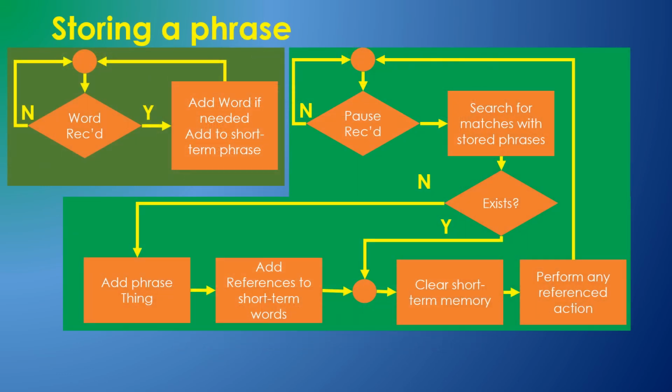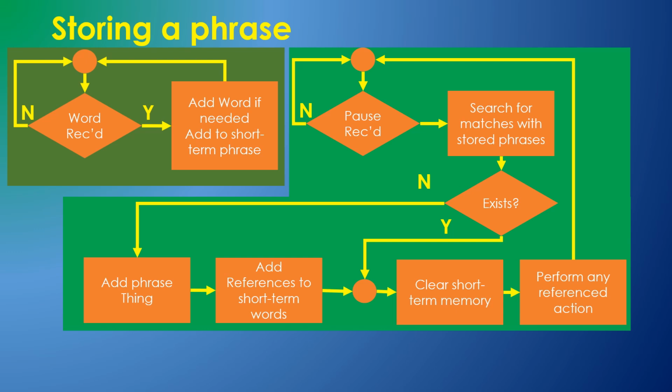Let's follow through the process of hearing phrases to see how the knowledge store creates things and links. There are two loops. In the first, whenever a word is encountered, it is added to the knowledge store if necessary, and a reference is added to a sequence of words in a short-term memory temporary phrase. In the second loop, when the end of a phrase is detected from a pause, the short-term memory phrase is matched against previously stored phrases with a find similar method. If the phrase is not found, a new phrase thing is created with ordered references to the words in the sequence.